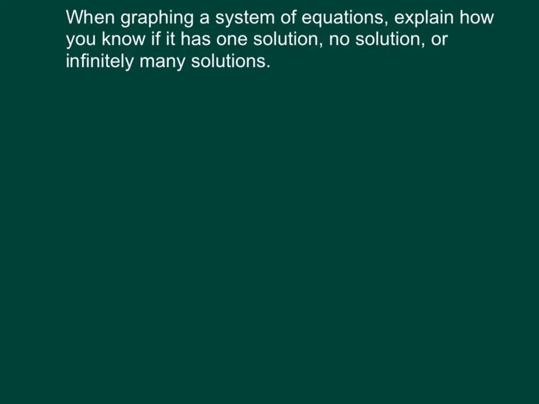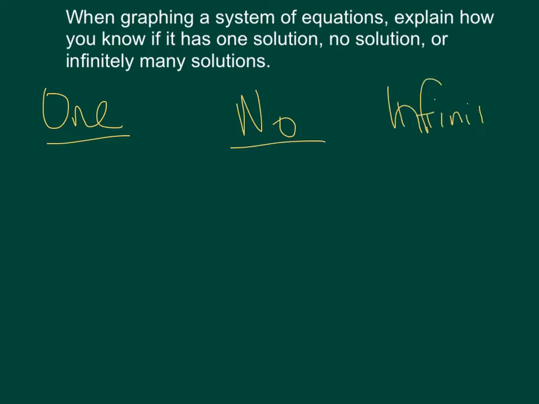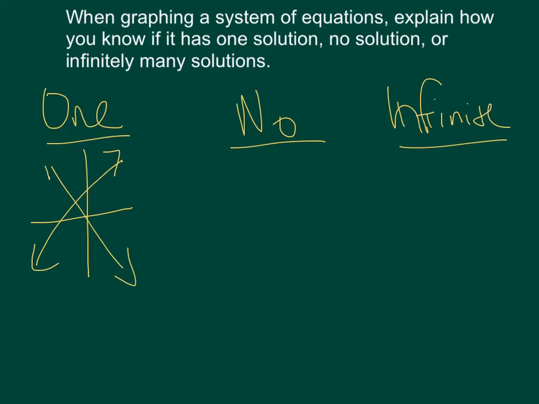Alright, next one. When graphing a system of equations, explain how you know if it has one solution, no solution, or infinitely many solutions. So first of all, this is our one solution, this is our no solution, and this is our infinitely many. You've got to think about what it means. When we're talking about systems, we're graphing lines, and we want to know where the two lines intersect. So if it has one solution, it means it only intersects once. It looks like this: it's where two lines just cross each other. So you know it only has one solution because it only crosses once.